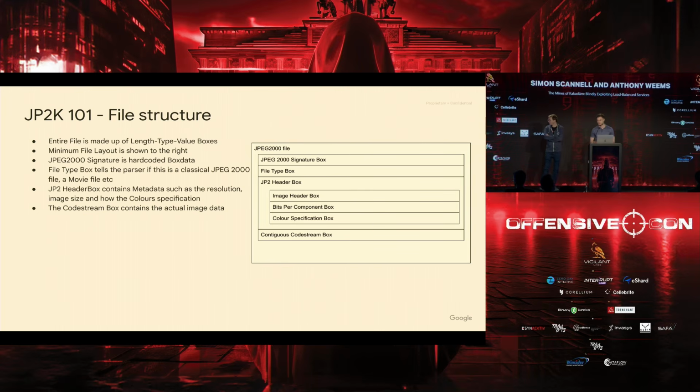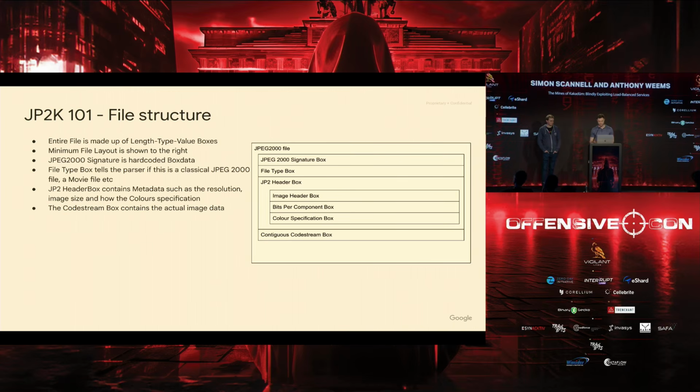The first box is a JPEG 2000 signature box, so you just have the length of the box, which is 4, because there's just 4 bytes of signature, and then you have the type, and then the hard-coded signature, and then you have some more header boxes that provide some of the meta information to the parser, like what is the image size, what is the resolution, which camera was this image taken with.